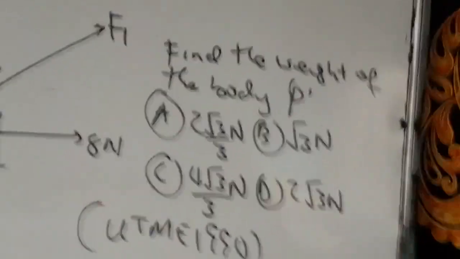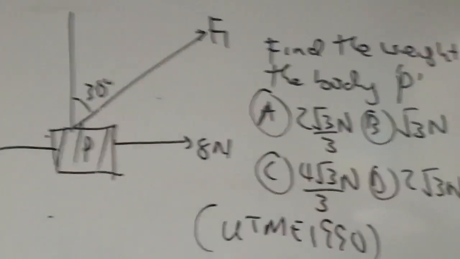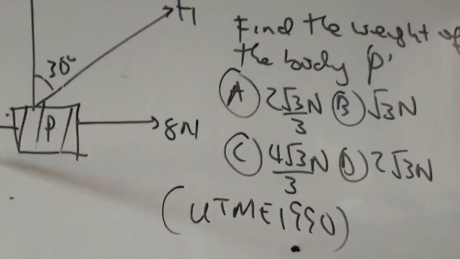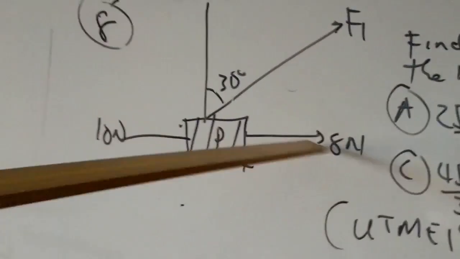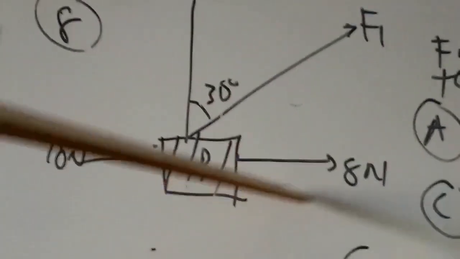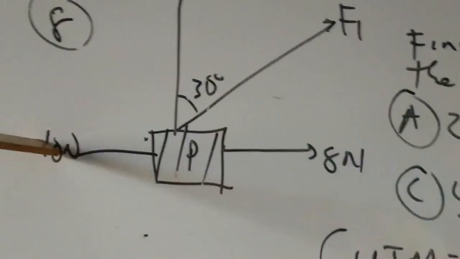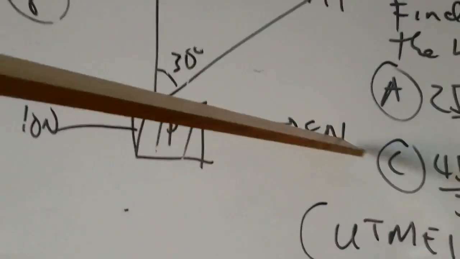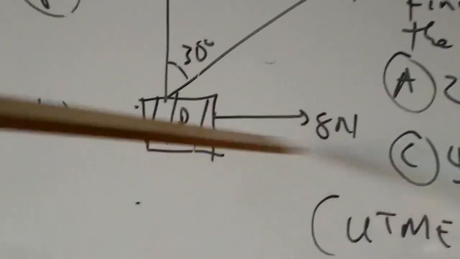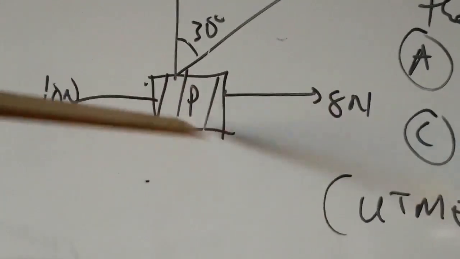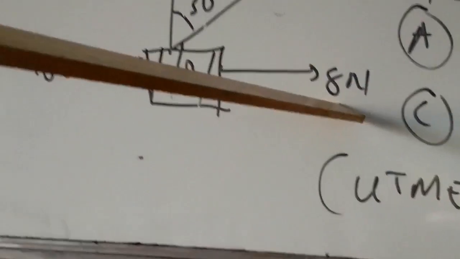So to solve this problem, how do we go about it? We're going to resolve horizontal forces. These two forces are acting opposite to each other. If you go and watch our video on resultant of vectors, when two forces are acting in opposite directions, the resultant is the difference between the two forces. That will be 10 minus 8, giving us 2 Newton. So the net horizontal force is 2 Newton.